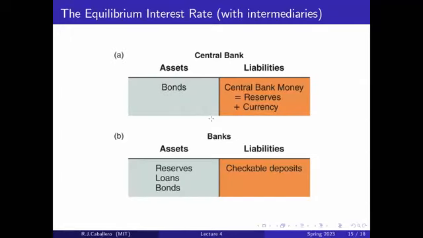So now, if you look at how the balance sheets look, our central bank now has more things. It has assets, which are going to be bonds. In this economy, this is the only thing it can have. But now it will have the currency that it had before in the liabilities, but it will also have the reserves, the deposits of the banks themselves.